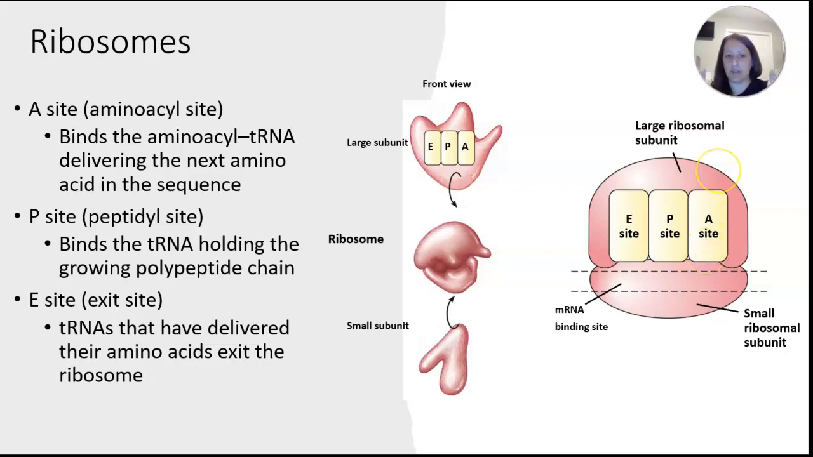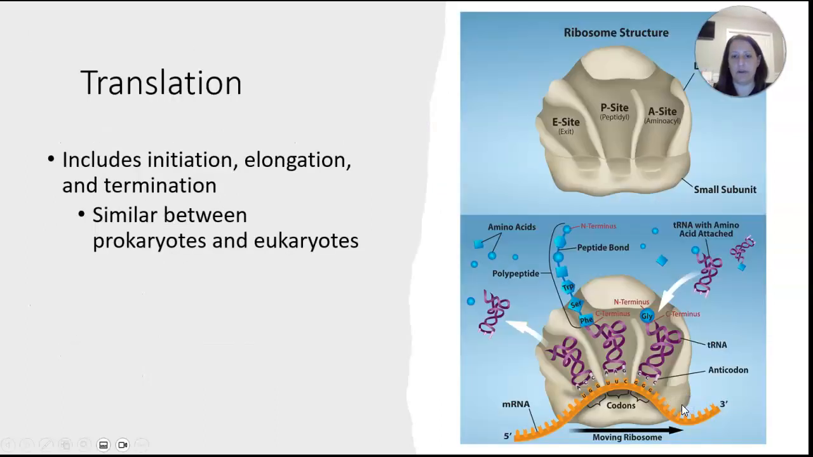So the A site is like the acceptor for the amino acyl tRNA. The P site is going to hold tRNA molecules and the growing polypeptide chain. I'll show you this in just a second. So this P stands for peptidyl site. And then the E of E site stands for exit. And so once the tRNA molecule makes it to the E site, it's done doing its job and it can just leave the ribosome. Okay, so let me show you this in a different way.